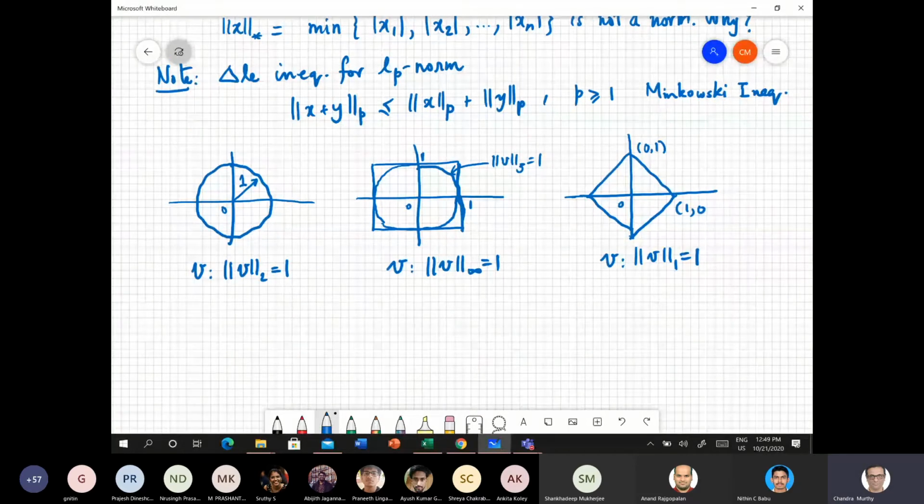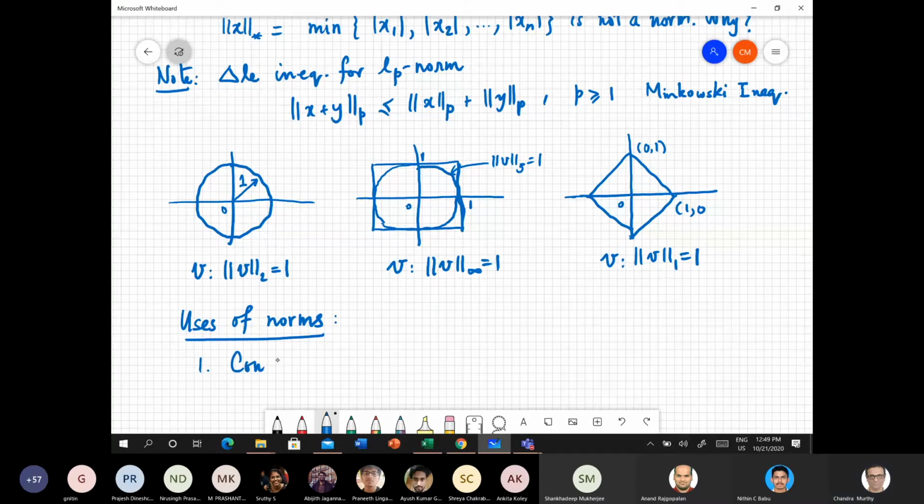Now, what are norms good for? There are several things that they're good for. So I'll just give some examples. So one very important use is for showing convergence.